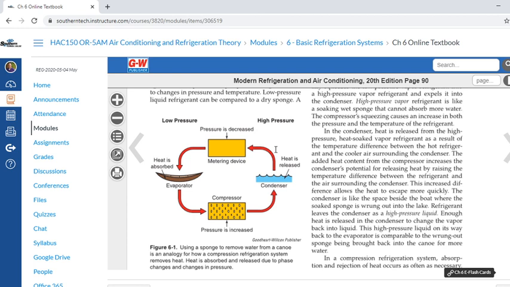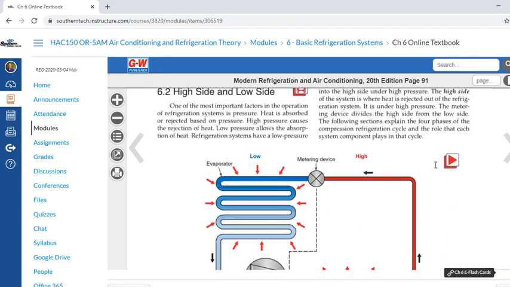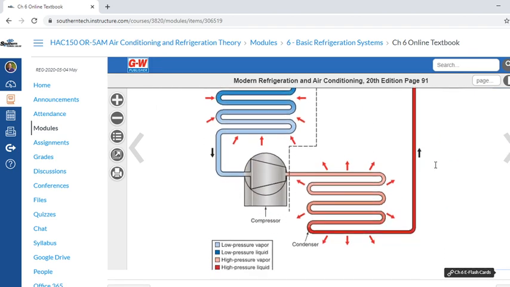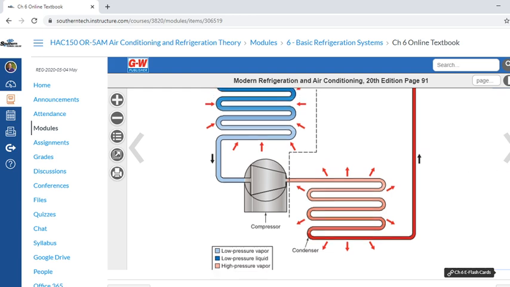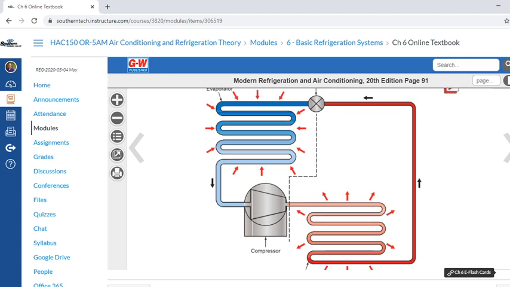On page 91, high side and low side, there is this figure, which is 6.2. It is not seen very well on my screen, and I apologize for this in the video. I wanted you to see where I find this information. You can get to the same information that I'm getting to online, but the book is much easier to look at. So if you have your book, go ahead and open it to page 91.